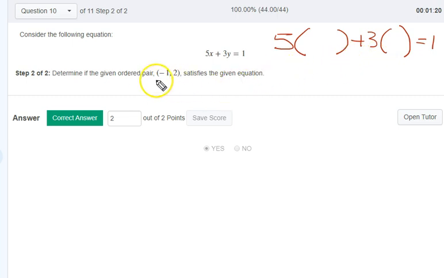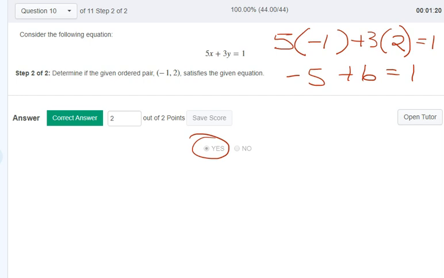Here we're looking at another ordered pair. Again, set it up this way. Put the -1 here, the 2 there. Now this is a -5. This is going to be a +6. Does that equal 1? Well, yes.